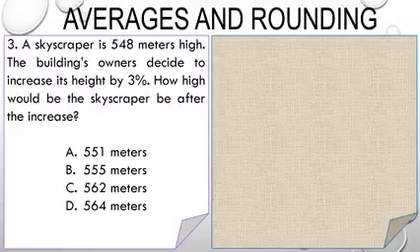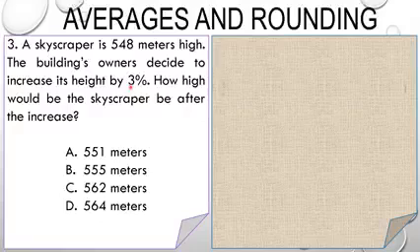Number 3. A skyscraper is 548 meters high, and the building's owners decide to increase its height by 3%. How high would the skyscraper be after the increase? So, merong pagtaas. So, unang height ng skyscraper natin is 548 meters. Okay? So, nag-decide yung may-ari ng building na kailangan niyang taasan yung building by 3%. So, ano na yung magiging height ng skyscraper pagkatapos ng pagdagdag ng 3% na taas?